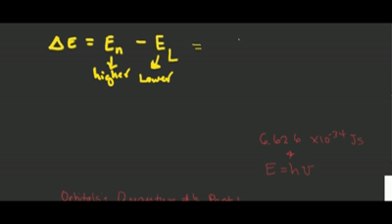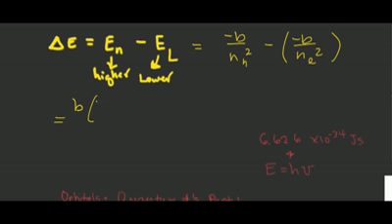And if we were to use the equations there, it would be minus B over n_H squared minus minus B over n_L squared. So delta E would then equal B times (1 over n, the lower energy level, minus 1 over the higher energy level), leaving the negative sign in there, squared.